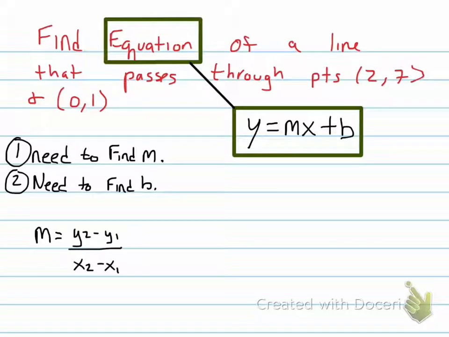Well, first, let's look at this problem. I kind of started doing it, so don't get confused. Usually the red is just what would be the problem. Find the equation of a line that passes through points (2, 7) and (0, 1). So that would be your equation, or your question.